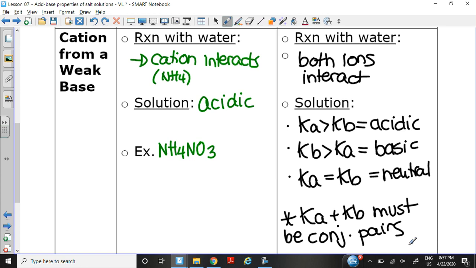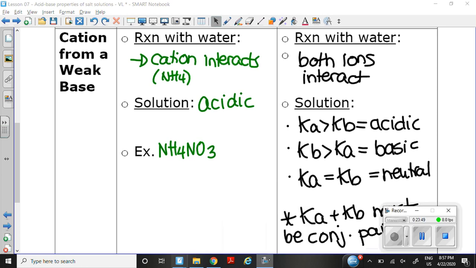So hopefully you found that helpful to go through qualitatively and decide whether something's acidic or basic. There's some problems to work through in the textbook and also a demo online to help see in action what happens when you dissolve some salts in water and test their pH. So try those out, and hopefully after all that practice you'll be a pro at figuring out pH of your salts.